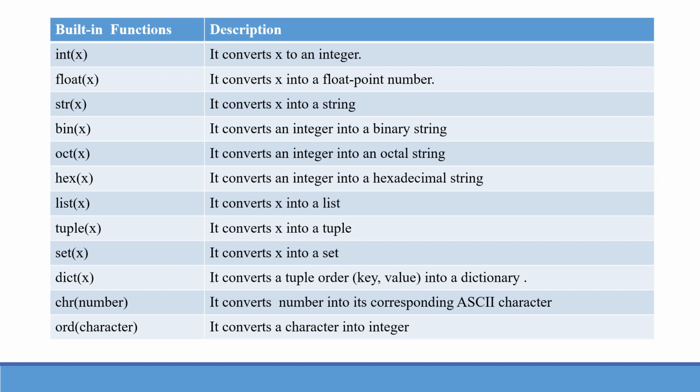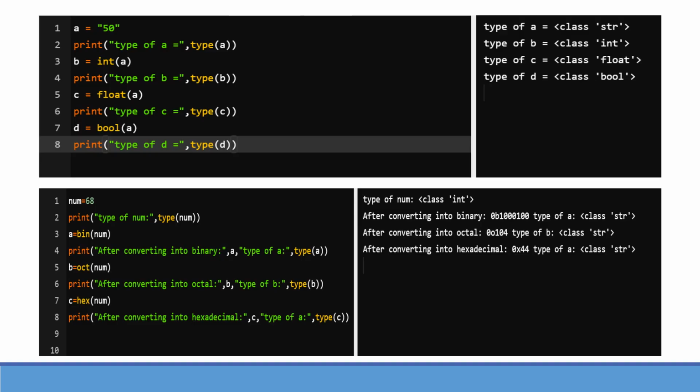Here is a table containing built-in functions used for explicit type conversion and their descriptions. For example, int of x converts x into an integer. In the same way, list of x converts x into a list, and similarly the remaining. Now, let us look into some example programs.